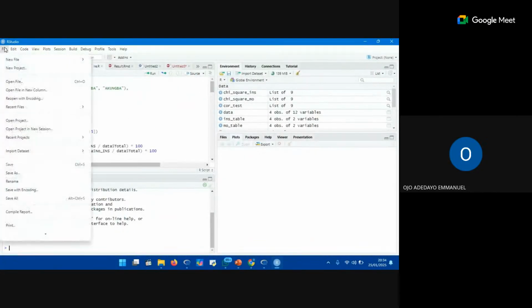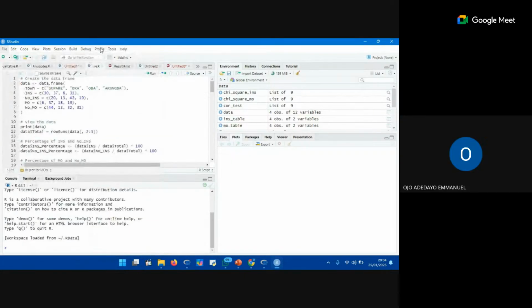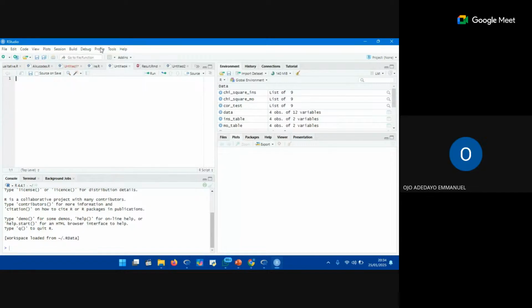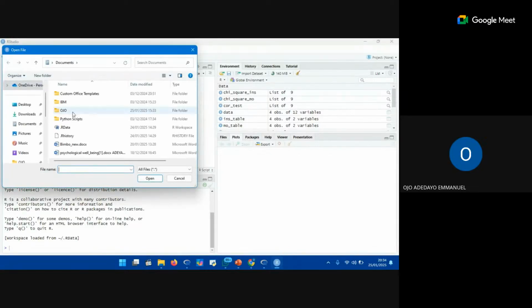Now, open the new script. Okay, good. I have the new script. Then open the code. Okay, advanced R and advanced analysis R. Let me open this.